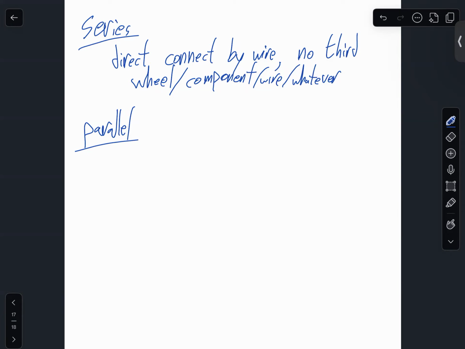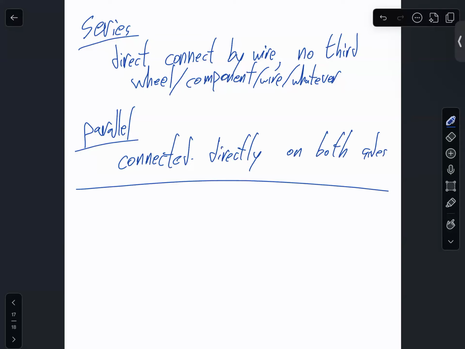Parallel. The definition that I would like to see is something like connected on both sides. Connected, I should say, directly. Connected directly on both sides. Test yourself real fast.